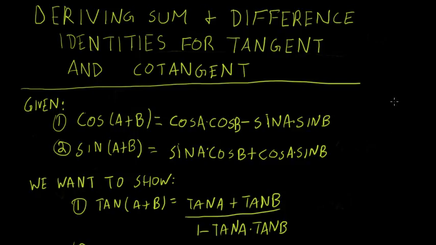In this video, we're going to be deriving the sum and difference identities for the tangent and cotangent functions. And we'll be starting with the sum identities for cosine and sine, which are: cosine of A plus B equals the cosine of A times the cosine of B minus the sine of A times the sine of B. And the sine of A plus B equals the sine of A times the cosine of B plus the cosine of A times the sine of B.